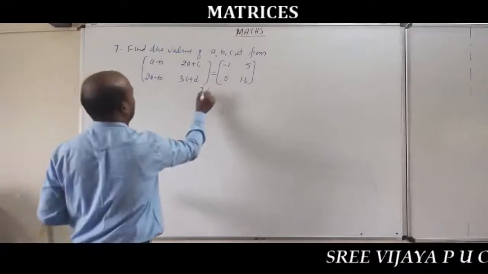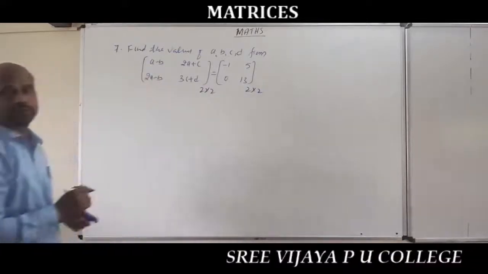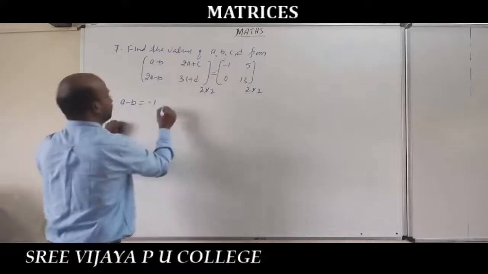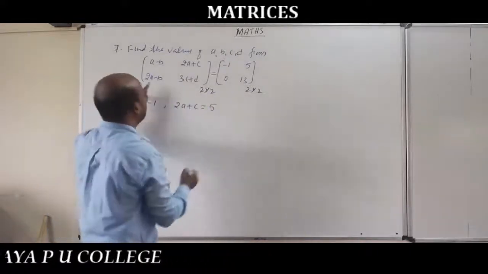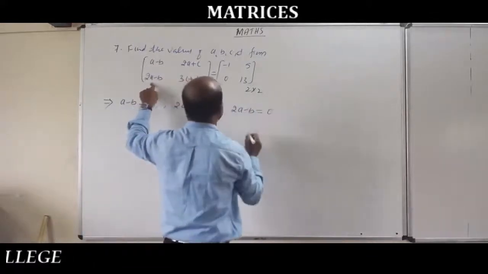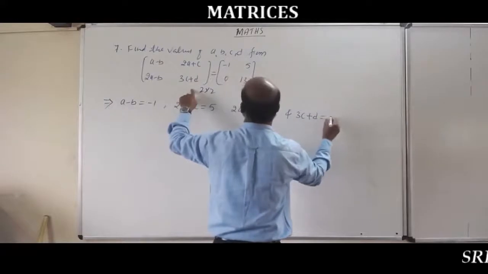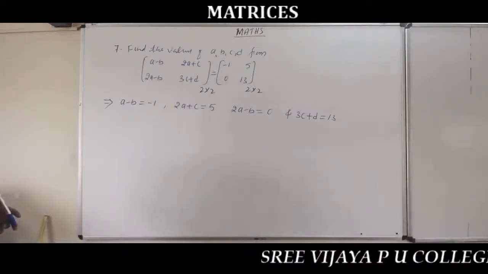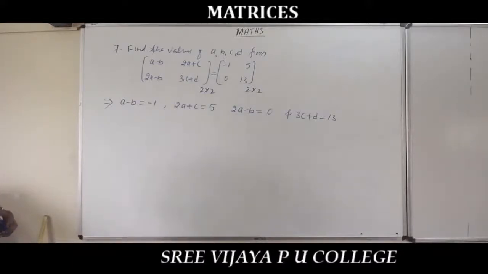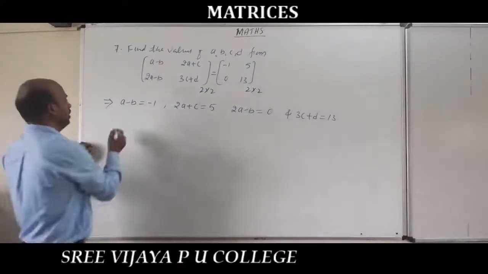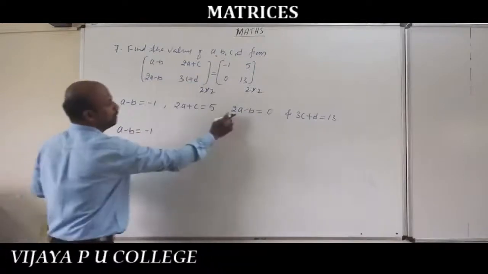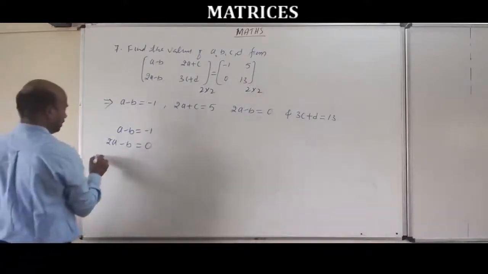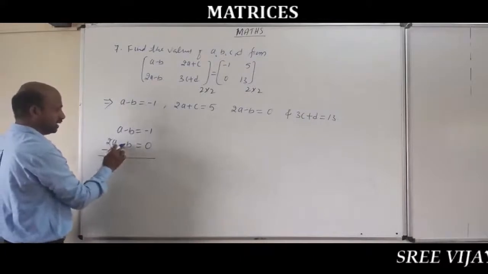So, for a matrix of order 2 by 2, corresponding elements must be the same. So it implies A minus B is equal to minus 1, 2A plus C is equal to 5, 2A minus B is equal to 0, and 3C plus D is equal to 13. Take the first and third equation: A minus B is equal to minus 1, 2A minus B is equal to 0. So subtract.